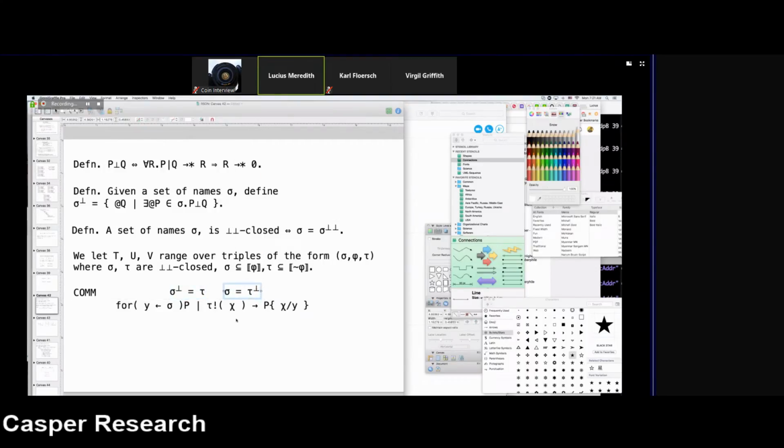And given these conditions, if this process is waiting on sigma for some input and then becomes P, and that's running in parallel with the process that's sending on tau some double perp closed set of names, then we can go a step forward in the process, or a step forward in the contract, to a new contract state, which is effectively P, in which chi, this set of names, replaces x in y in P. So that's the basic shape of the sort of contract that we're considering.